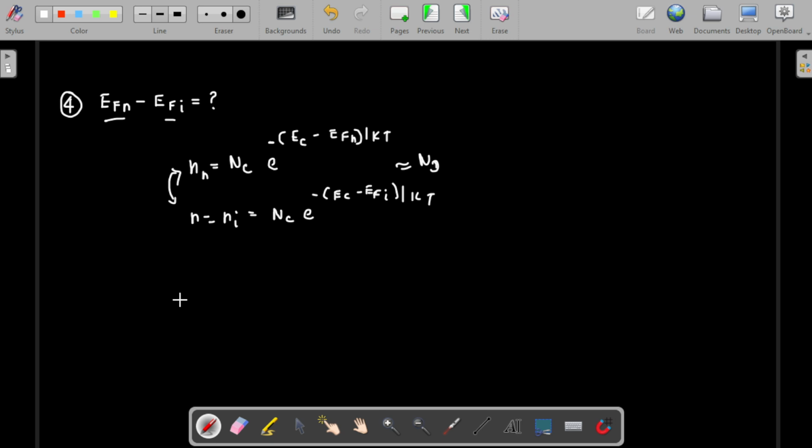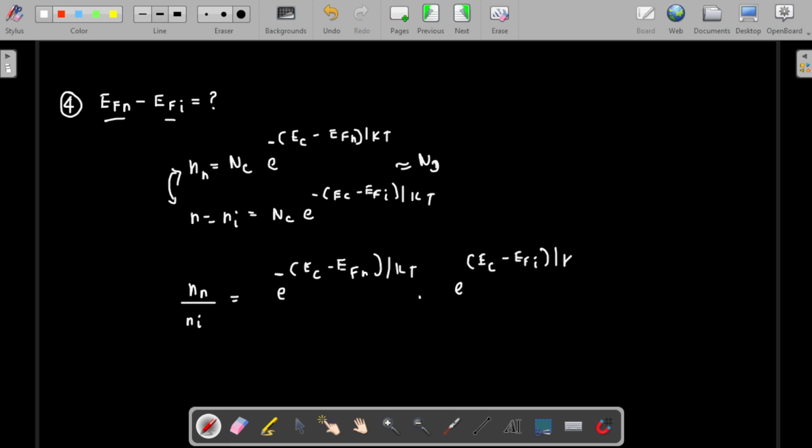So let's divide both the terms. If we divide both the terms, nn divided by ni, this Nc will be cancelling, and this term will go up. So I'm directly writing it. So e power minus (Ec minus EFN) divided by kT, this term will remain as it is, into the product that we are moving from the denominator to the numerator. So this negative will change to positive. So e power (Ec minus EFI) divided by kT.